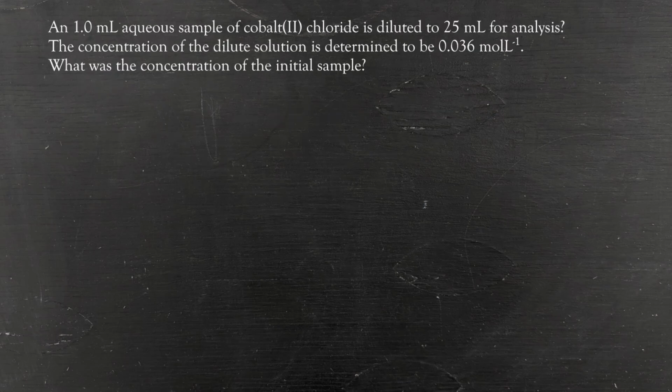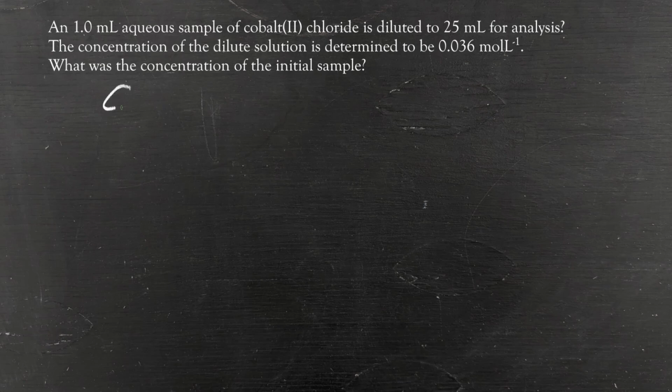Now our final example is the type of calculation that is done in an analytical lab all the time. They will regularly need to either dilute or concentrate samples, analyze them, and then determine what the initial concentration was. So in this example, we're told that a 1.0 milliliter aqueous sample, which means that it's in water, is diluted to 25 milliliters for analysis. The concentration of the diluted sample is 0.036 moles per liter. So what was the concentration of the initial sample?